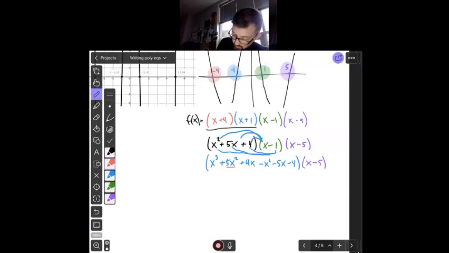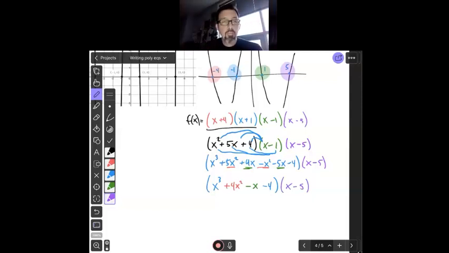I do have some like terms I need to combine before I move on. 5x squared minus 1x squared would be 4x squared. 4x's minus 5x's would be -1x. Okay. You guys tracking with me so far?